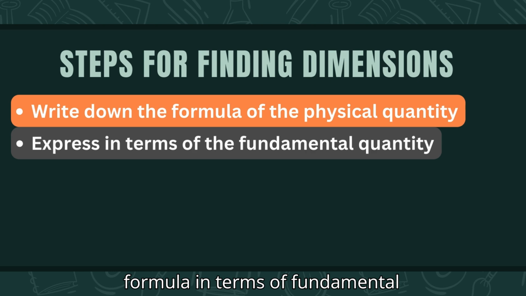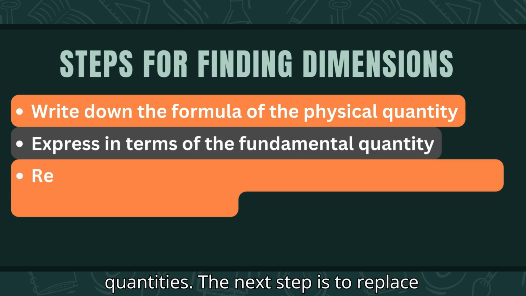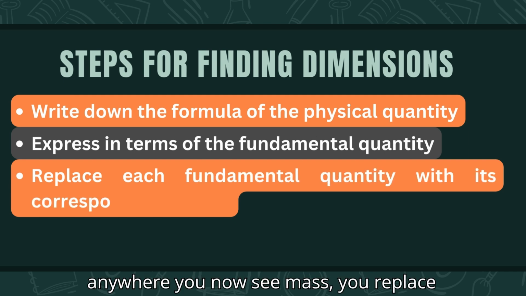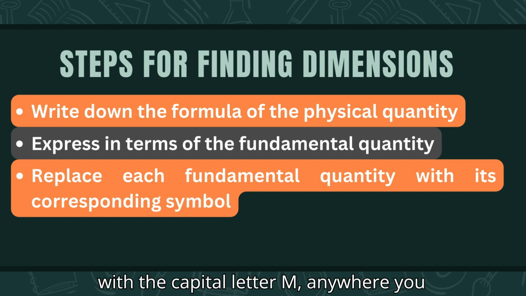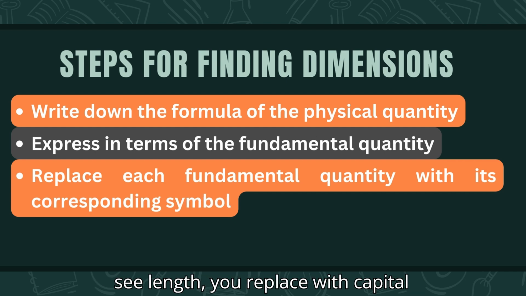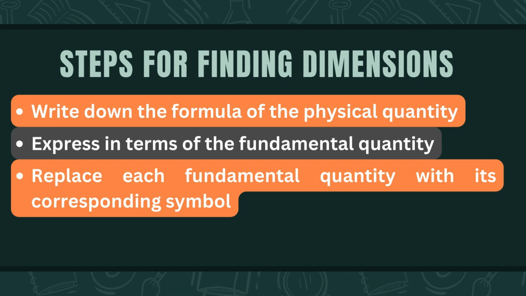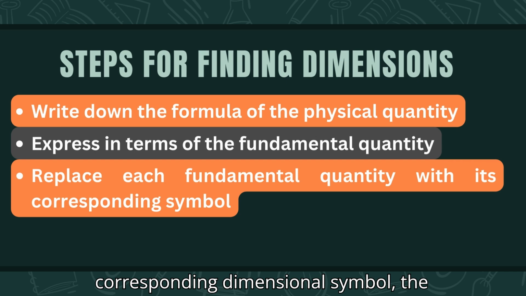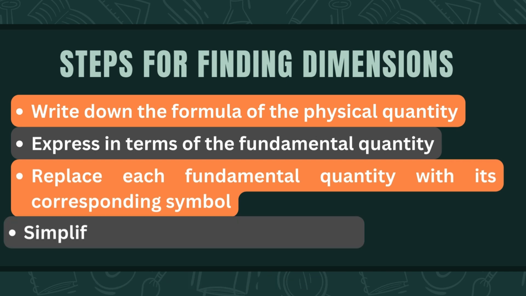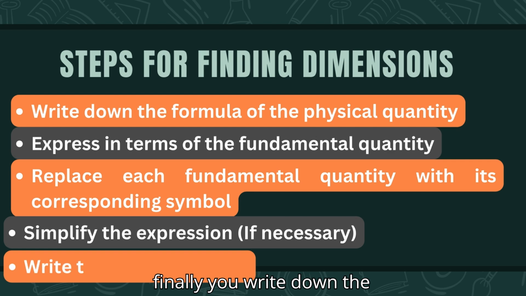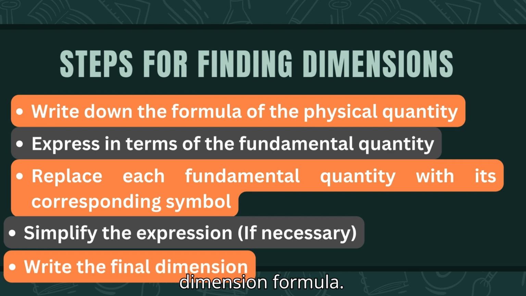After you must have expressed this formula in terms of fundamental quantities, the next step is to replace each fundamental quantity with its corresponding symbol. For example, anywhere you now see mass, you replace with the capital letter M. Anywhere you see length, you replace with capital letter L. And anywhere you see time, you replace with capital letter T. After you must have replaced each fundamental quantity with its corresponding dimensional symbol, the next step is to simplify. After you must have simplified the expression, then finally you write down the dimension formula.